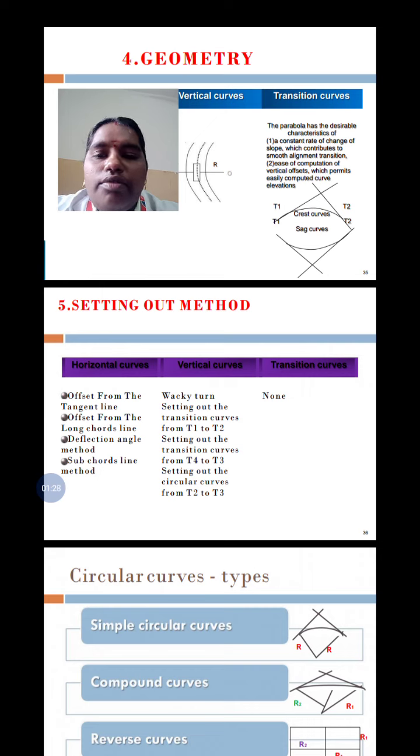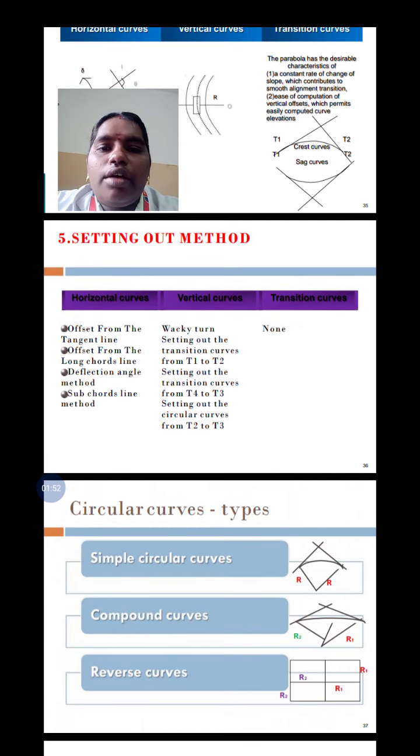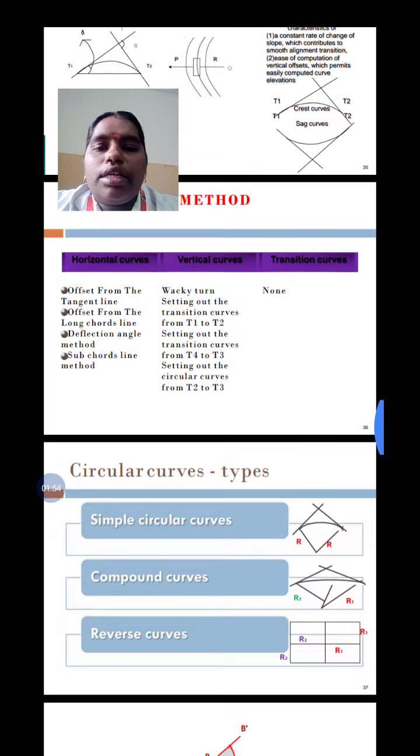First one, offset from the tangent line. Second one, offset from the long chord line. Third one, deflection angle method. Fourth one, subchord line method. The vertical curve has one method. Then setting out the transition curve from T1 to T2, setting out the transition curve from T4 to T3, setting out the circular curve from T2 to T3. The transition curve has no setting out methods.